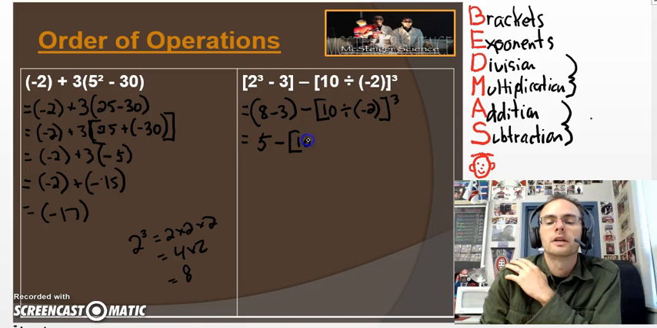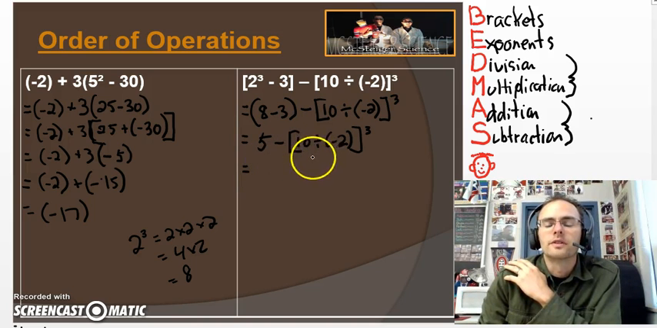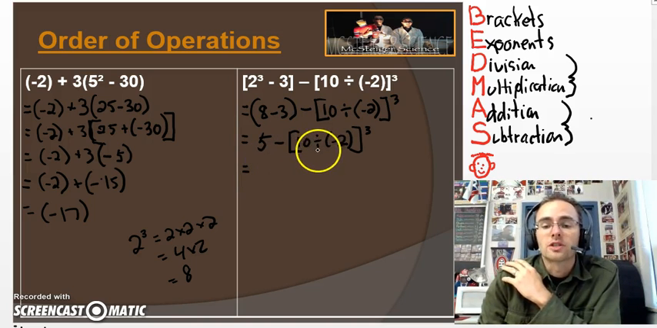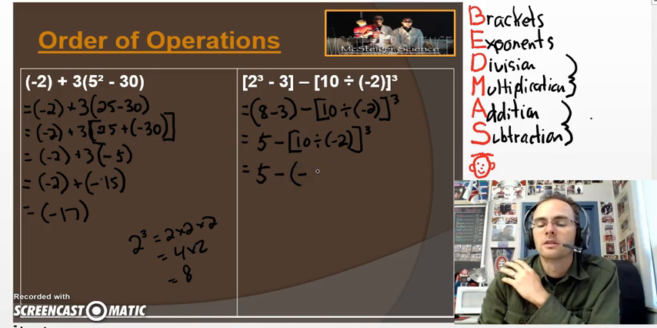Minus bracket 10 divided by negative 2. That's a 2, and that is cubed, or to the power of 3. So now let's solve inside the bracket. It's only one operation actually. It's 10 divided by negative 2. So 5 minus 10 divided by negative 2. Again, we're dividing integers, different signs, which would mean that your answer is going to be negative. And 10 divided by 2 is 5. So we're left with negative 5 to the power of 3.